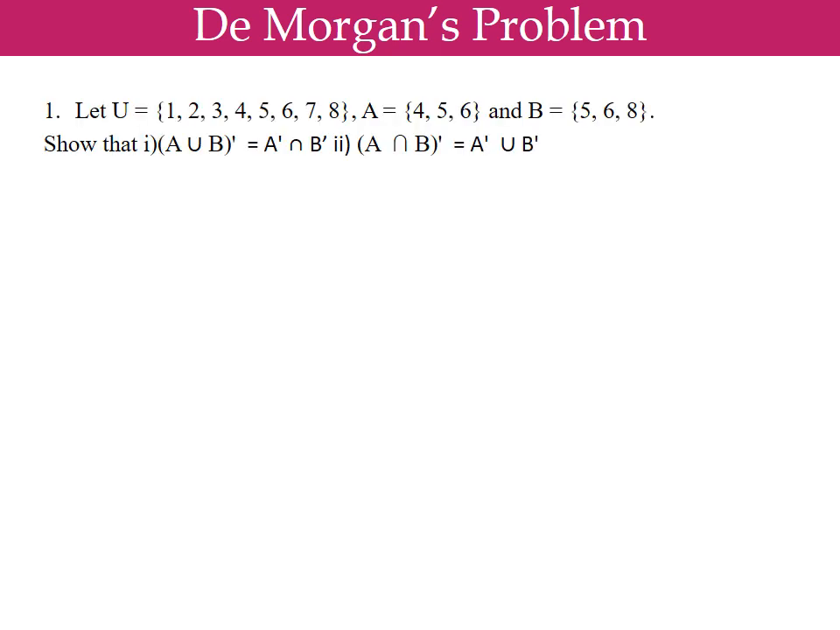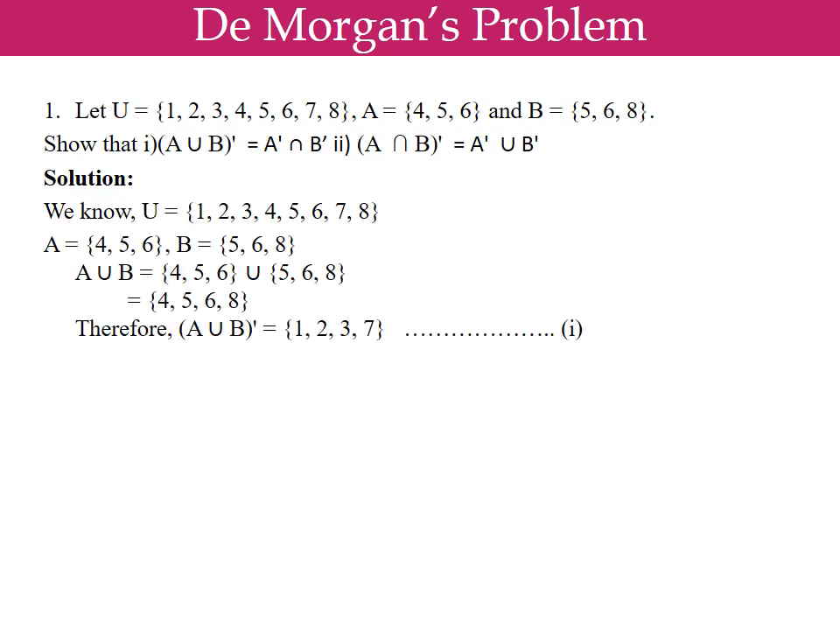Next are problems based on De Morgan. Let U be 1, 2, 3, 4, 5, 6, 7, 8. A is the set having 4, 5, 6. The set B consists of 5, 6, 8. Show that the first one and the second one hold. This is nothing but De Morgan's law. Solution: first we should take the data from the given problem. What is U, what is A, what is B.